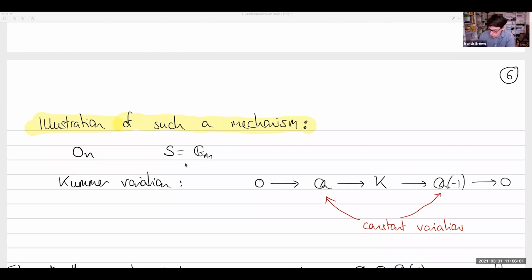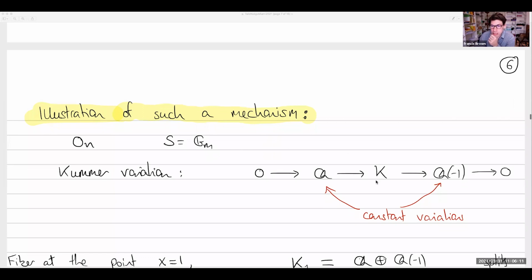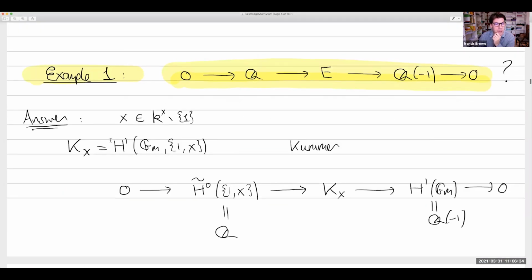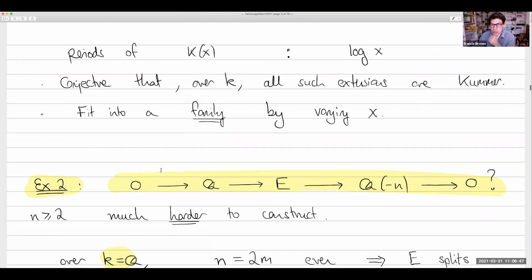We were on G_m, and so we have the Kummer variation I mentioned earlier. The Kummer variation K was an extension of Q(-1) by Q. Here I want to regard Q(-1) and Q as constant variations on G_m. And the Kummer variation, I remind you in case you've forgotten it, is defined here. K of x, its fibers are the relative cohomology of G_m relative to 2 points. It's very easy to construct this extension.